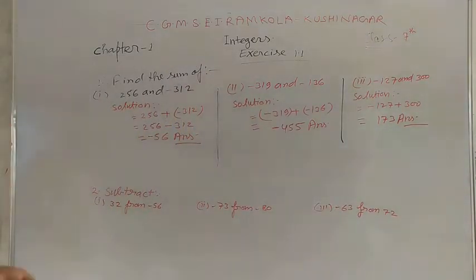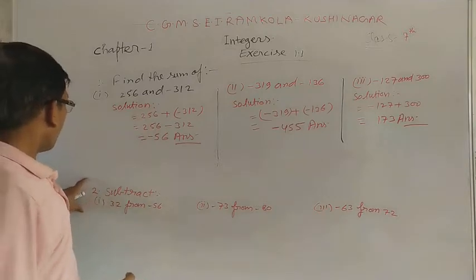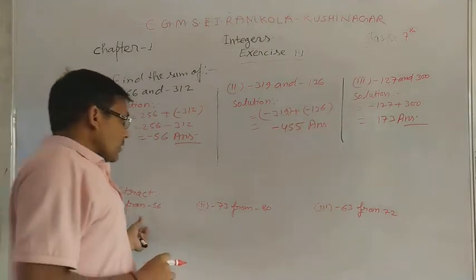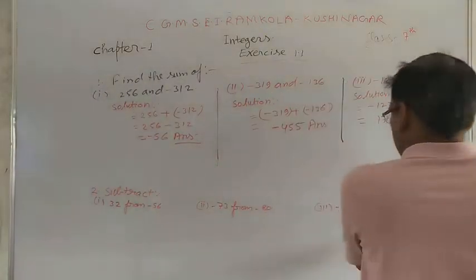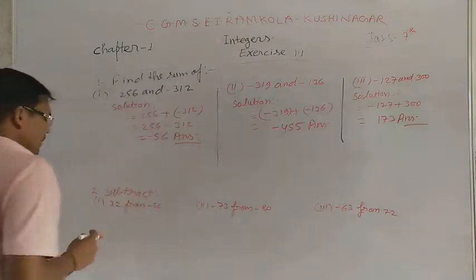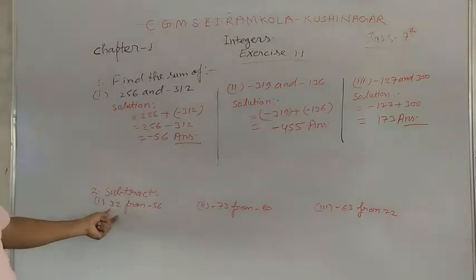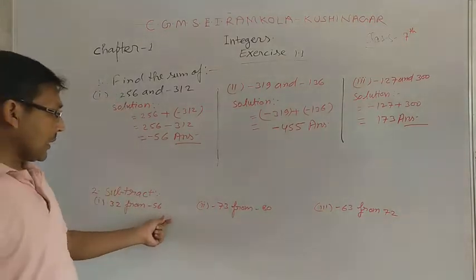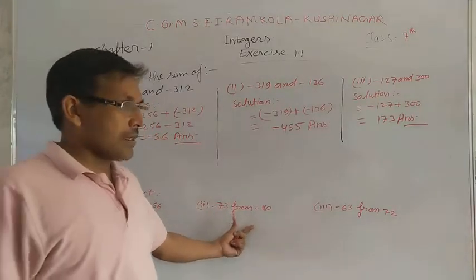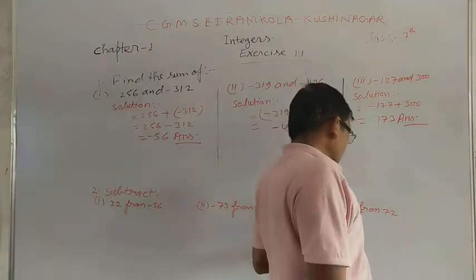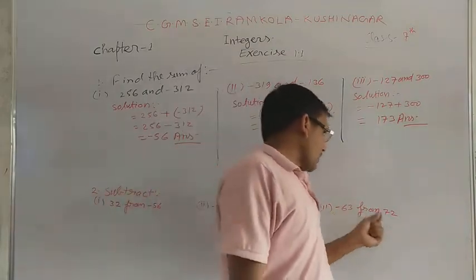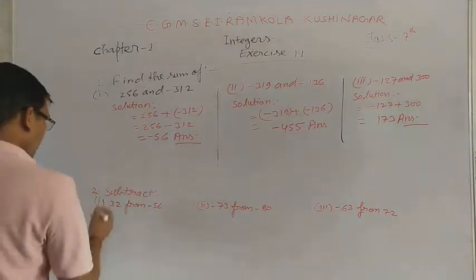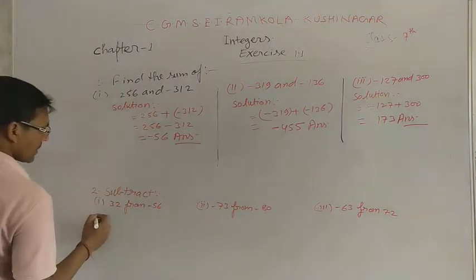So the solution is 173. And now the other questions, subtraction questions, are given here in three conditions. First condition, two integers, the first integer is positive and the second integer is negative. In the second question both the integers are the minus sign, and in the third question the first integer is minus sign and the second integer is the positive sign.